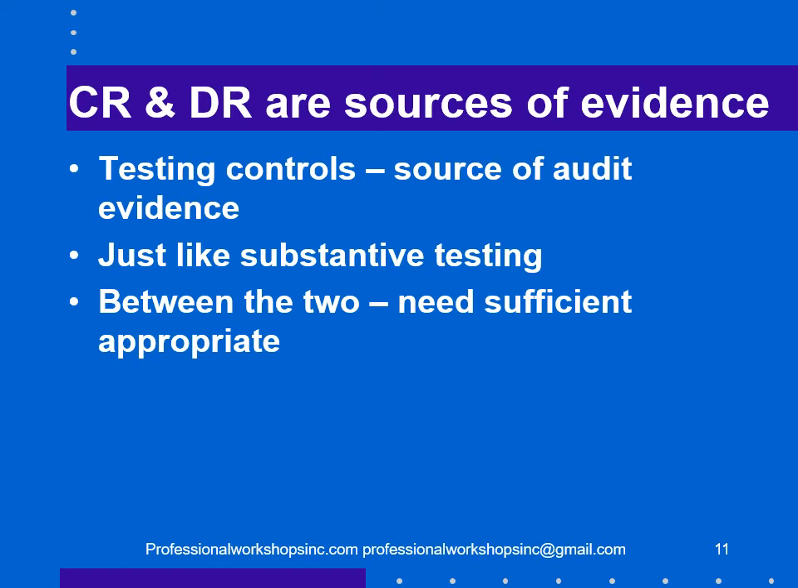So control risk and detection risk from the auditor point of view are the same. They are sources of evidence. Testing controls is a source of evidence. Doing substantive testing is a source of evidence. And between the two, strategically, we will pick a combination of the two. We need to get sufficient appropriate audit evidence. So that's what we'll do.